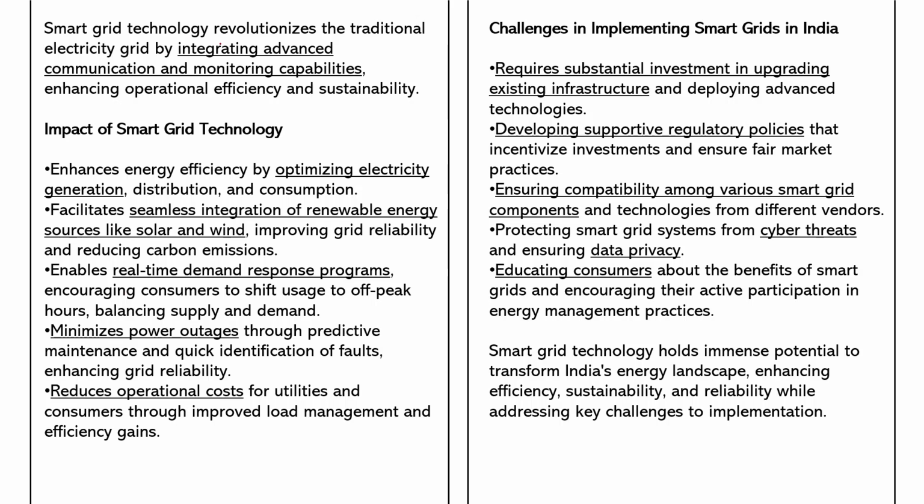So you can see smart grid technology revolutionizes the electricity grid by integrating advanced communication and monitoring capabilities, enhancing operational efficiency and sustainability. So impact is optimizing electricity generation, seamless integration of renewable energy, right? So you can combine solar and wind power. So if solar is not there, you can get power from the wind energy, right? Similarly, if wind is not there, you can get power from solar energy. Enables real time response, right? Minimizes power outages, reduces operational costs.